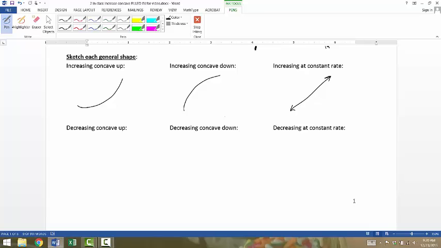Decreasing concave up. As you go left to right, the graph goes down, but it looks like a bowl that is right side up. So like that. Decreasing concave down. As you go left to right, it's going down, but it looks like a bowl that's upside down. Decreasing at a constant rate. That should be a decreasing line, straight line.